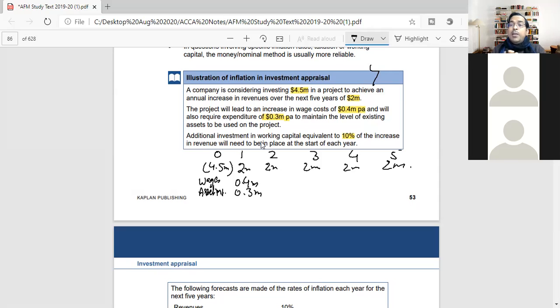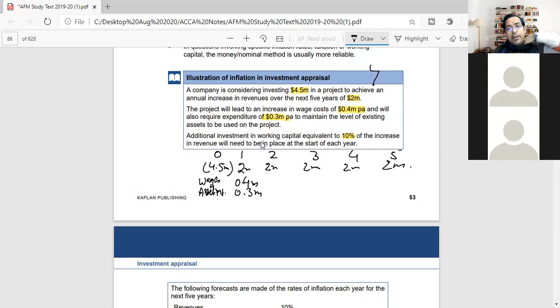So the wage cost will be increasing, and we are only factoring not the total. We are just factoring everything on an incremental basis. Don't think that the wage cost of 0.4 million is the total wage cost of the organization. No, it is only on an incremental basis. So we are just adding all the incremental amounts.